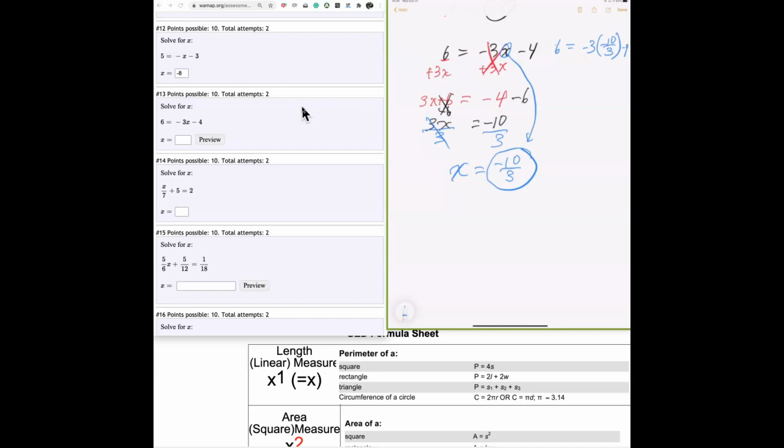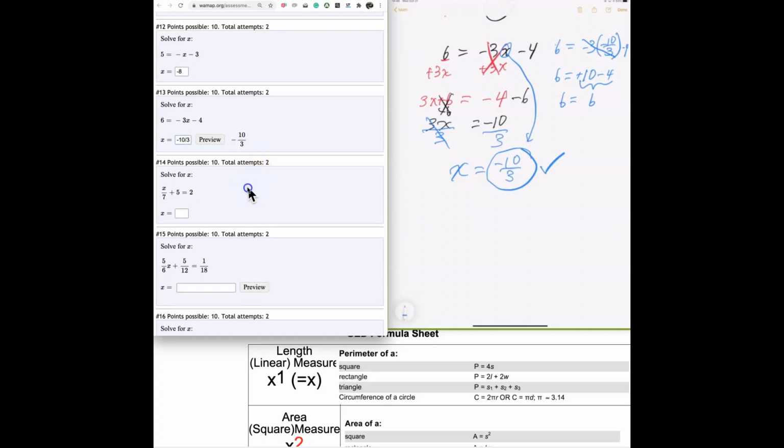This is a negative times a negative, so these 3's will cancel each other out, leaving positive 10 and minus 4. And is that equal to 6? I believe it is. 6 is equal to 6. So that is a good answer. Look at us, we're really rolling. So this is negative 10 over 3, and we'll move to the next one.